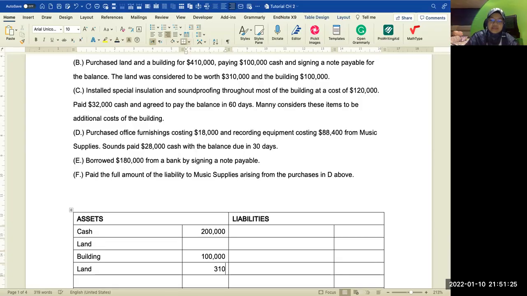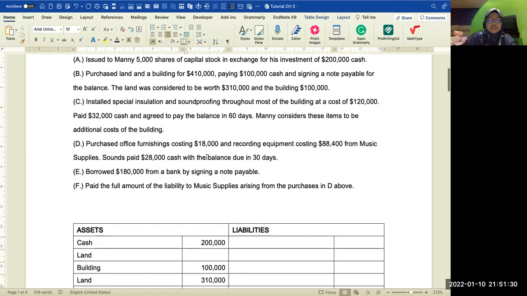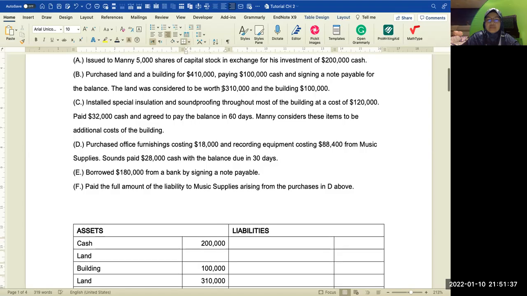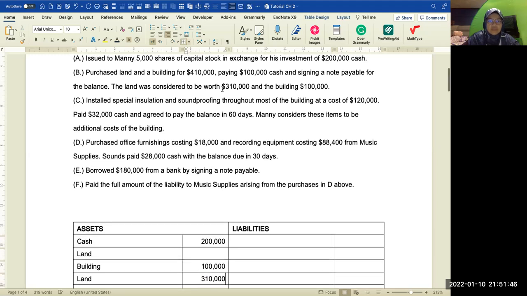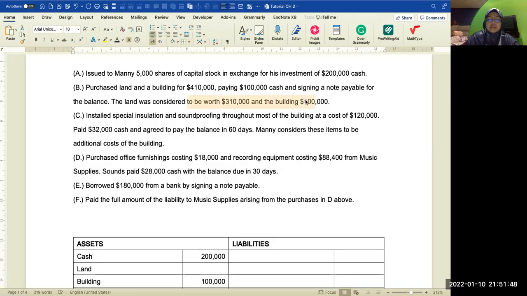Okay, next. Why cannot we divide them accordingly, like the 410 divided by 2? Why would we put the building as 100,000 and the land as 310? Or doesn't matter, we can put any figure? No, because it's clearly stated here. Oh, okay, I didn't see. The land was 310 and the building is 100,000. Oh, okay, got it.